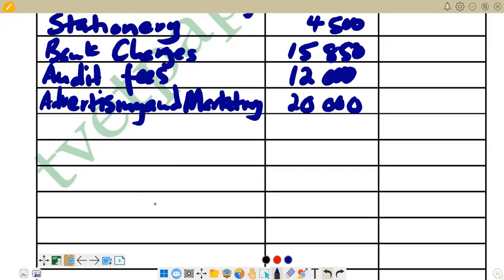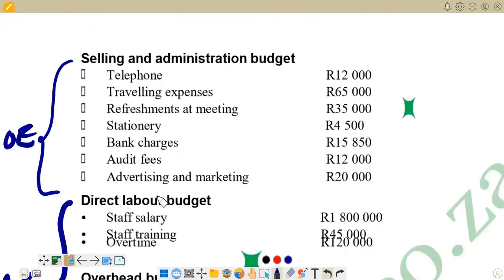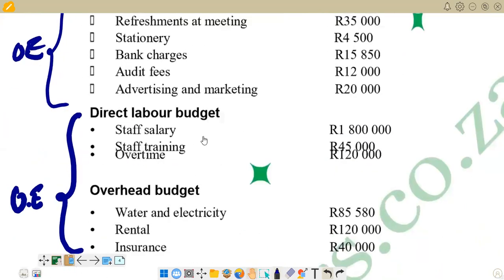Then we can go and check other operating expenses that we are still having. So we're now on the direct labor budget there. And then we also have some operating expenses that we have there. We've got office salary, which is 1,800,000. And then we've got office training there, it's 45,000. And then overtime, we've got 120,000. So we can just go and put them all.